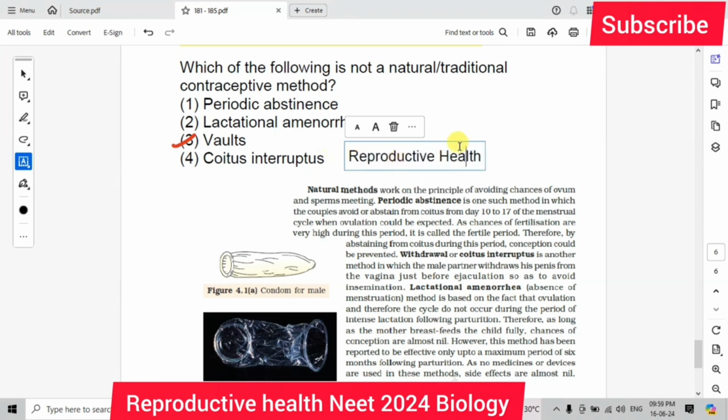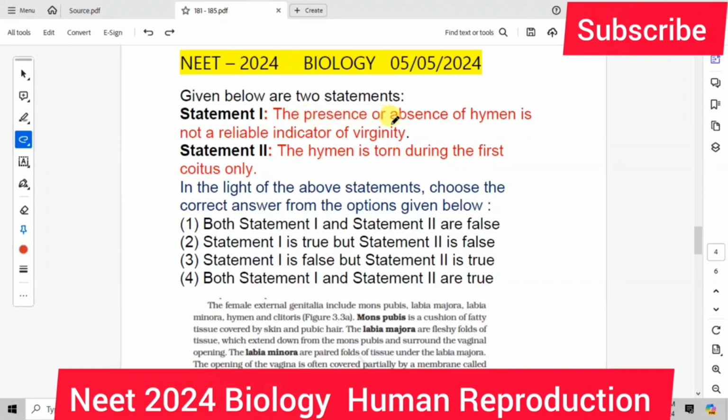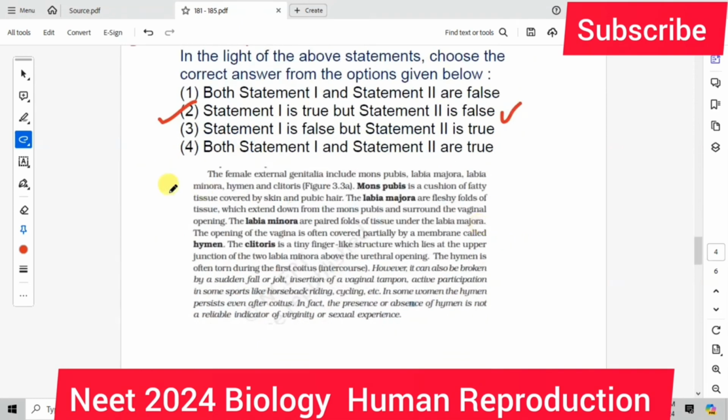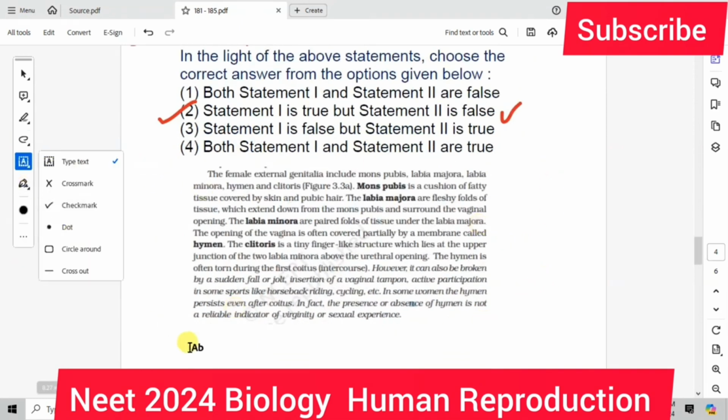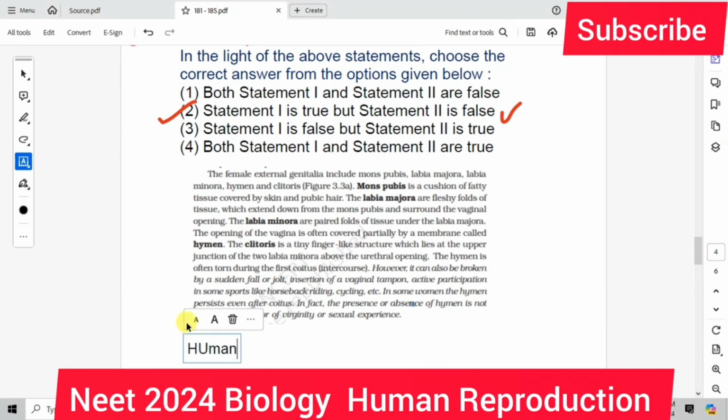The presence or absence of hymen is not a reliable indicator of virginity. Statement 1 is true. Next, hymen is torn during the first coitus only. Sorry, it is wrong. It may be torn in any other activities also. So, statement 1 is right, it's true, and statement 2 is false. You can see the NCERT statements here regarding the human reproduction chapter and topic.